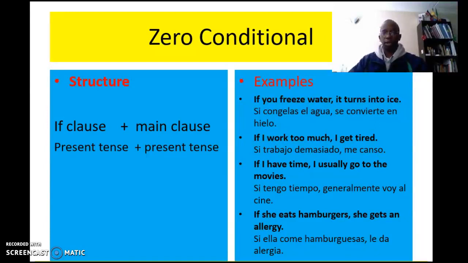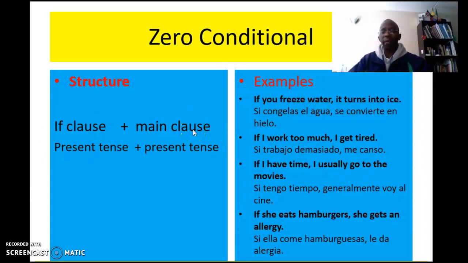When we come to the zero conditional, we have the structure, which is very important for us to have, because this will give us the idea on how to go about each one of the conditionals. When it comes to the zero conditional, we need to have what we call the if clause. A clause, in other words, is like a phrase or a statement, like a sentence. It's only that when it comes to conditionals, we talk in terms of clauses. Therefore, the sentence is always divided into two parts, whereby we have the if clause, and then we have the main clause.